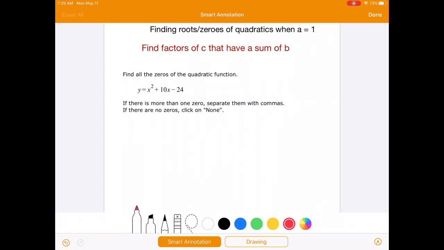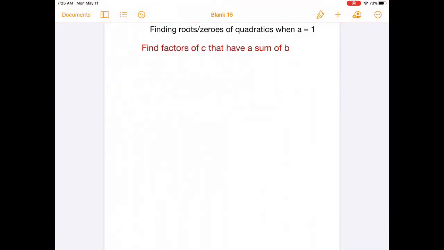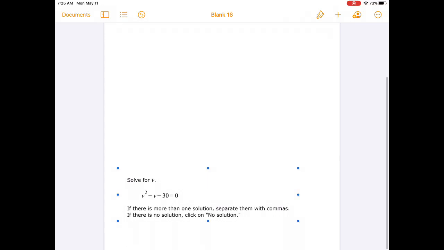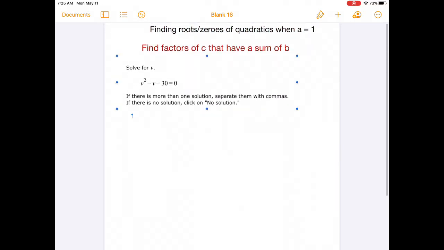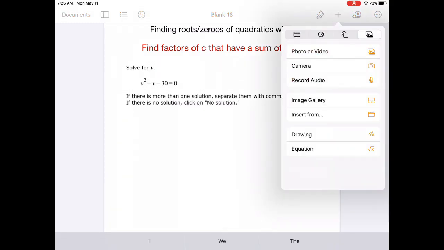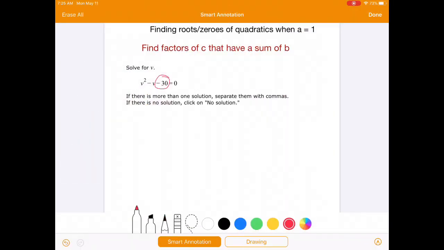All right, so one more example. Just like what we just did, except the b in this case is negative. So you can imagine it's going to be the exact opposite. We still have a negative c, which means something has to be positive and negative in terms of the factors. But in this case, the b is negative, so the larger number has to be negative.